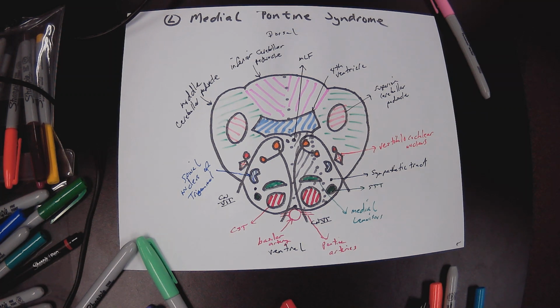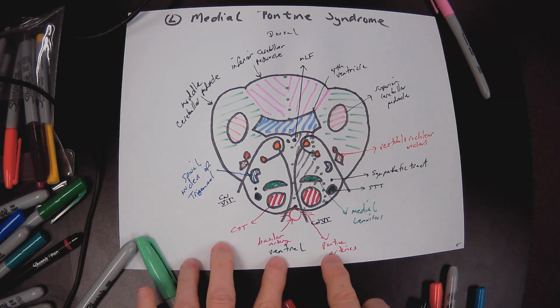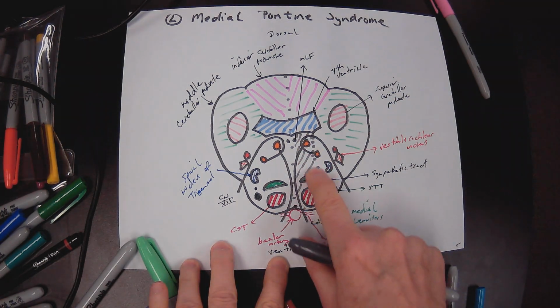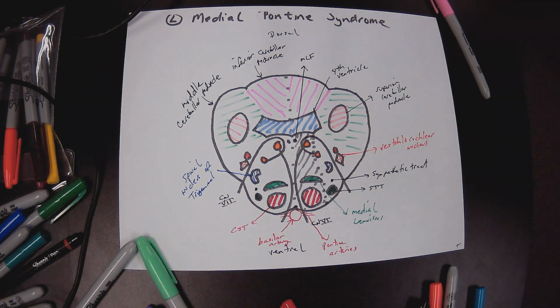But they're conscious, and if you ask them questions, like one of the popular ones would be to look up, they can do it. That's how you know they're in there. Otherwise, they can be confused with a patient in a coma. We'll talk about that difference next year, but just an introduction. For now, you need to know that the pontine arteries here are responsible for left medial pontine syndrome, and patients are going to present with these signs and symptoms.